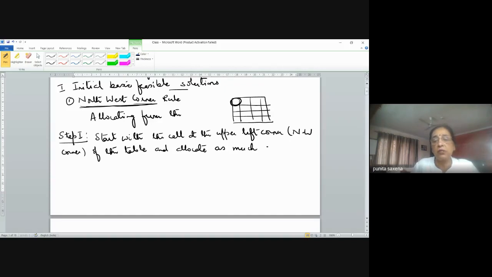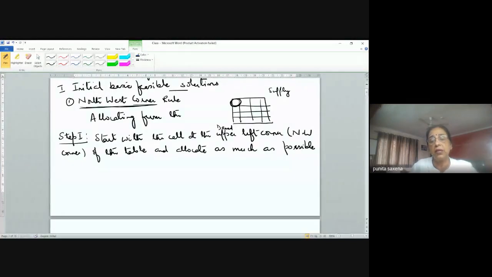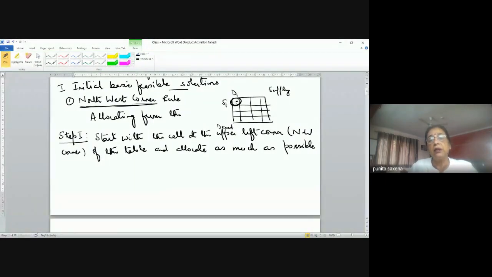as much as possible. Now this needs to be understood. This allocation depends upon your total supply and your total demand. We have to allocate in this cell, which corresponds to the first source and the first destination. The first source has a supply limited to A1 units, and the first destination has a demand limited to B1 units. So how much we supply depends upon A1 and B1. Obviously, we can supply the minimum of the two.